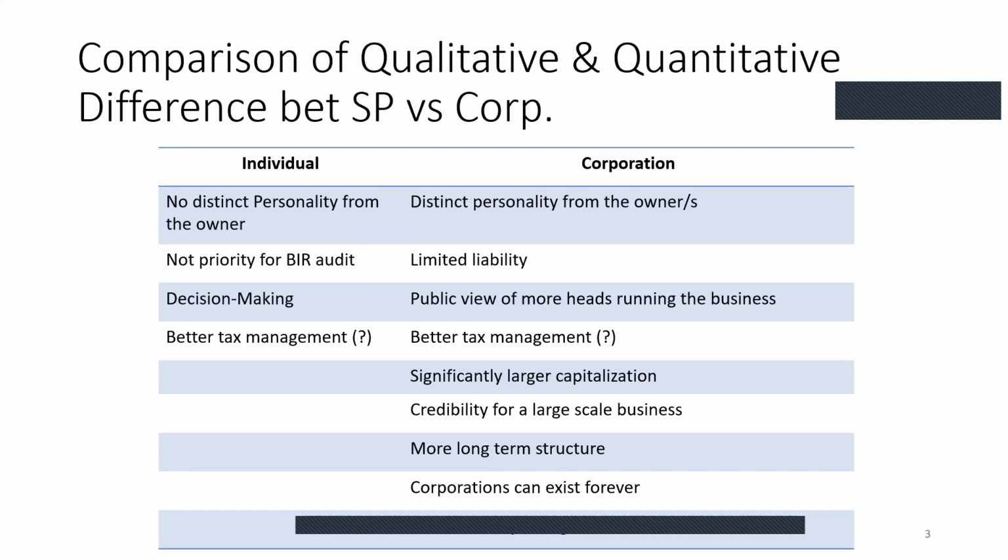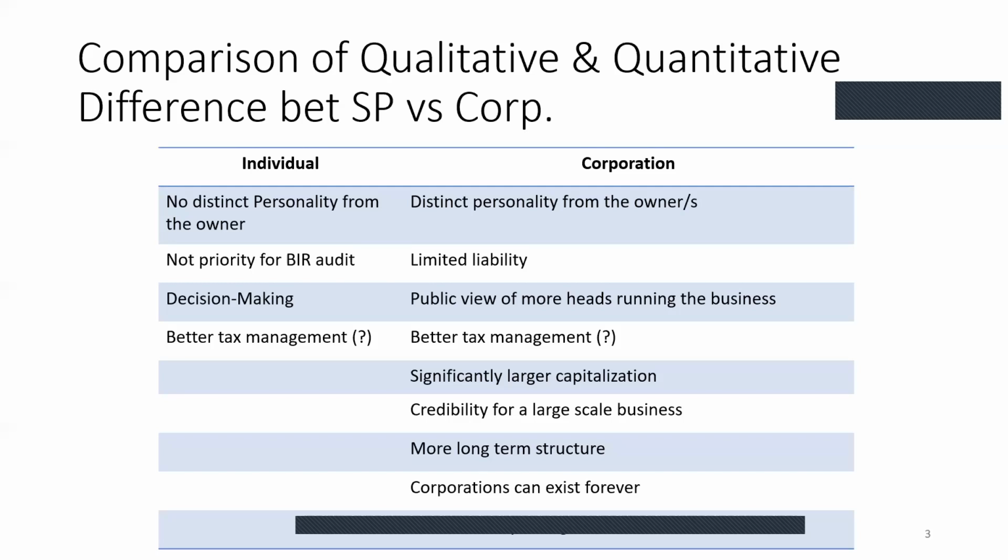And then let us get some examples which we will be able to analyze together. And then there is significantly larger capitalization, because one person may have this much capitalization, but two, three, or five persons may have more together if they pull in all their capital. So most likely there is a good chance that corporations may have larger capitalization. It always depends, because if the individual owner is really a big person, mas malaki pa rin yung capital nung sa individuals.